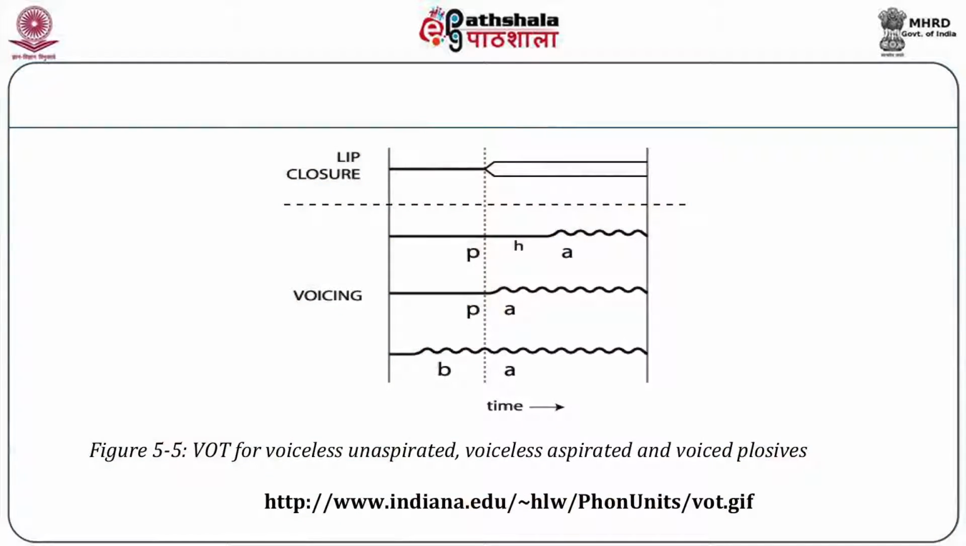Now, phoneticians have found a way of measuring the distinction between voiced, voiceless, and aspirated sounds, as you see them in the diagram on the screen. For voiced sounds, you notice that VOT begins before the end of the consonantal constriction. For voiceless consonants, it's more or less simultaneous with the end of the constriction. And for aspirated consonants, voicing begins even after the end of the consonantal constriction.